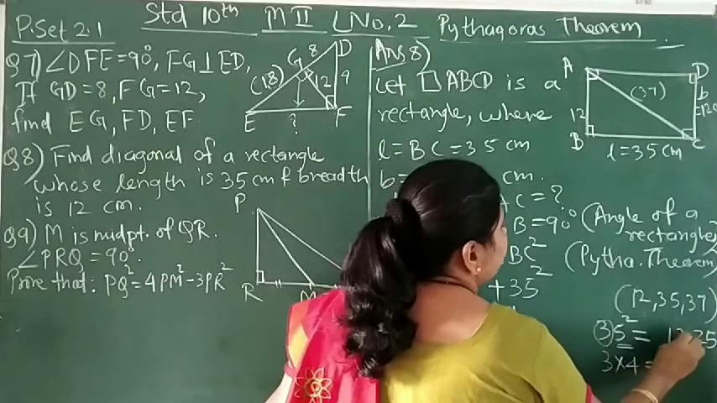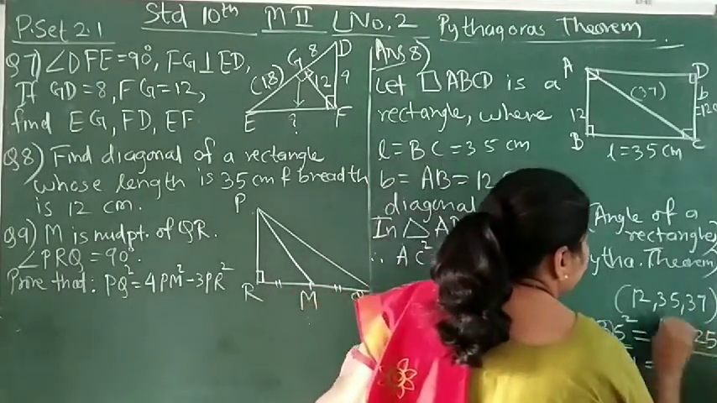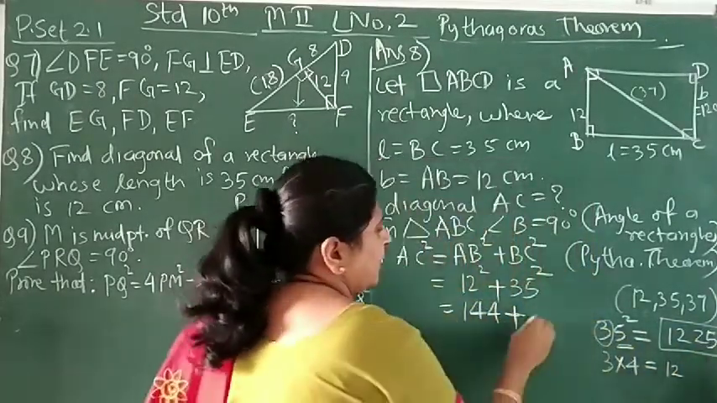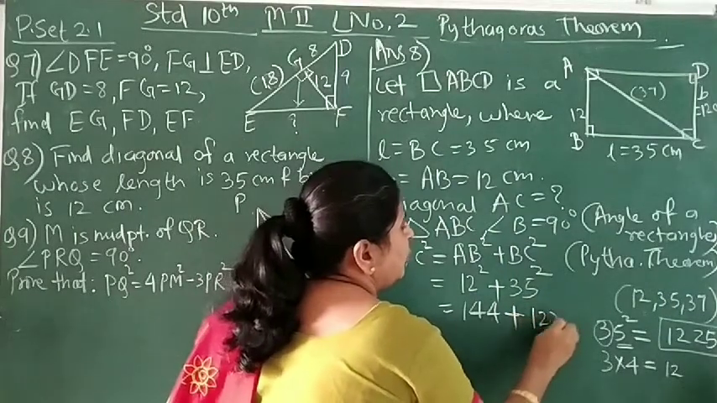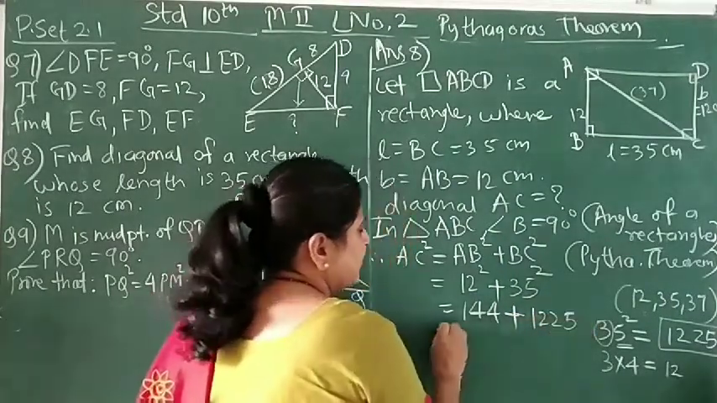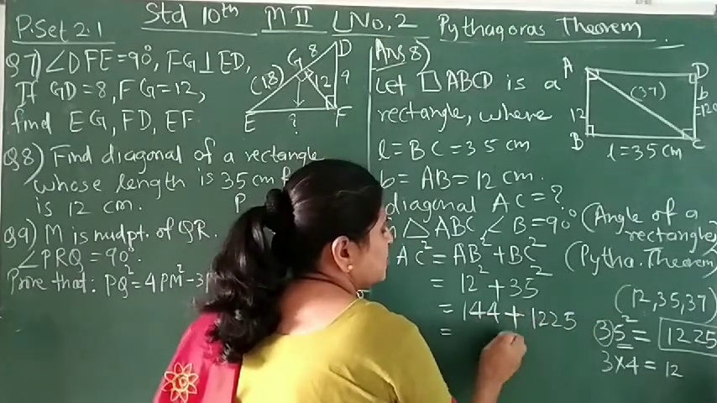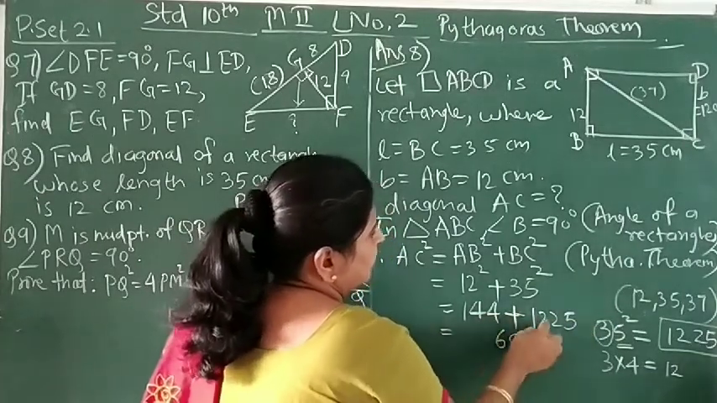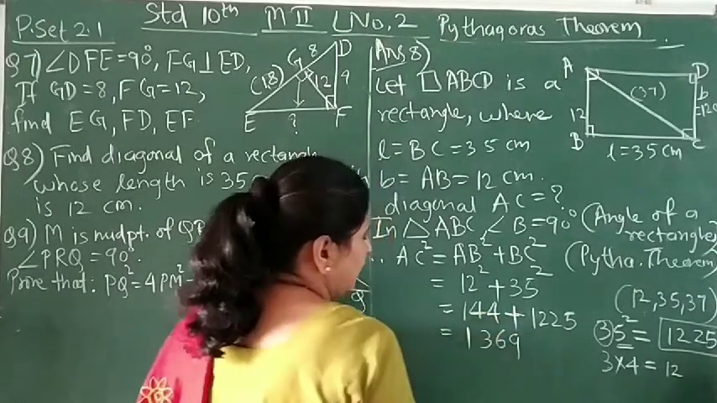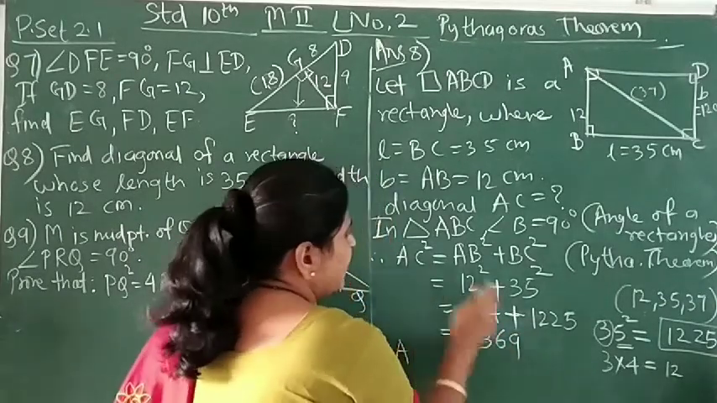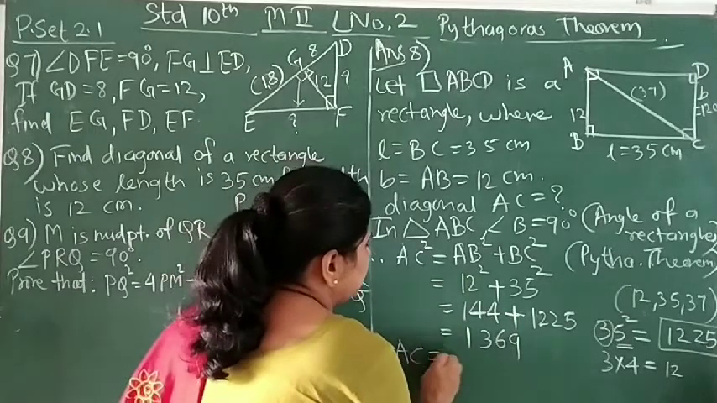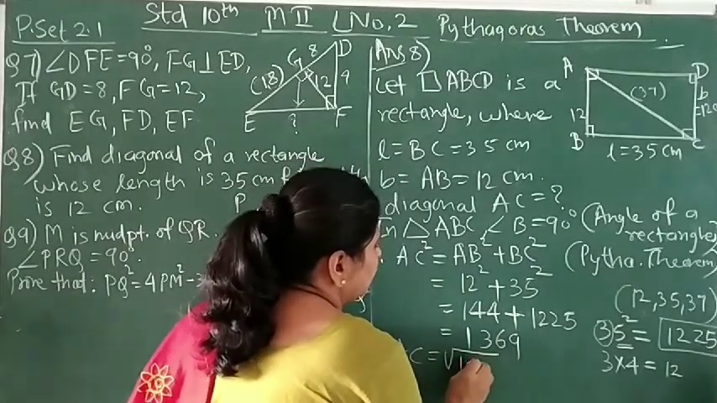Copy this 12 before your 25. So this number is the square of 35. So 35 square is 1225. This way we have done it. Now take the addition. 5 plus 4 is 9. 4 plus 2 is 6. Then 1 plus 2 is 3. And here 1. Now AC square is 1369. So what is AC? It is the square root of 1369.